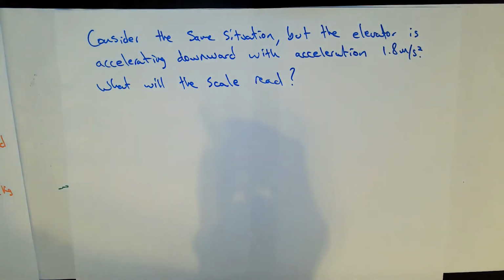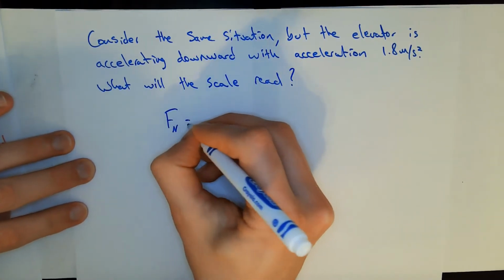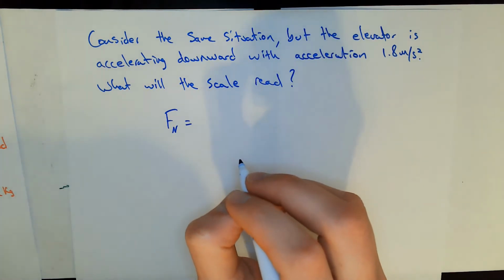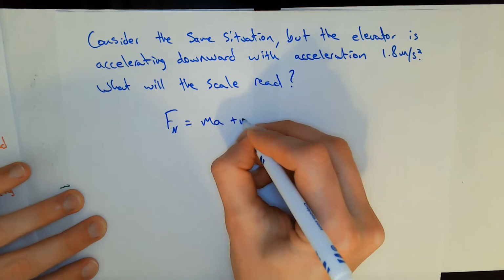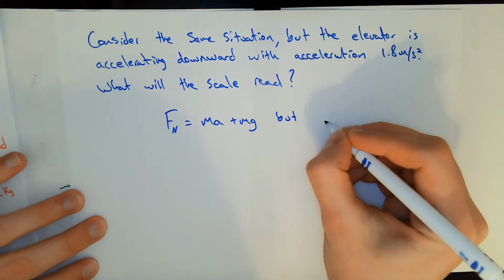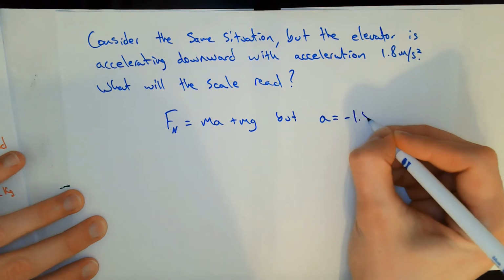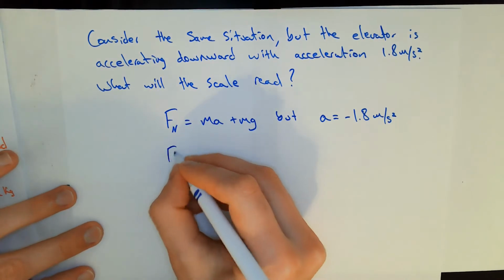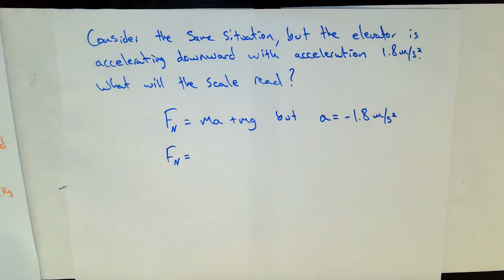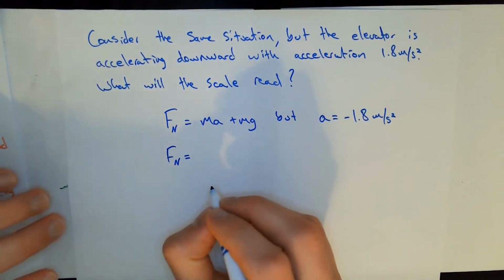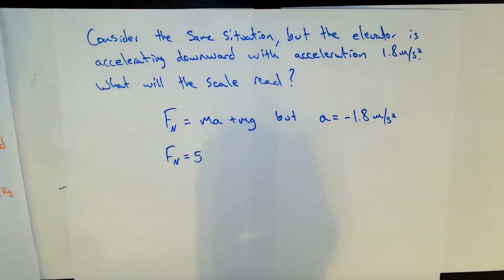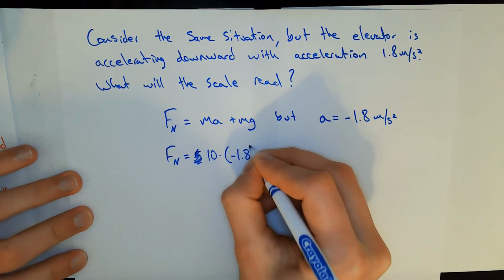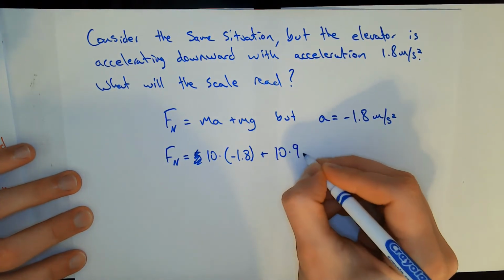So the setup is the same. F sub n will equal ma plus mg, but a equals negative, since it's downwards, negative 1.8 meters per second squared. So when I plug in my numbers, oh wait, what was the mass? Not 5, it was 10. 10 kilograms times negative 1.8 plus 10 kilograms times 9.8.